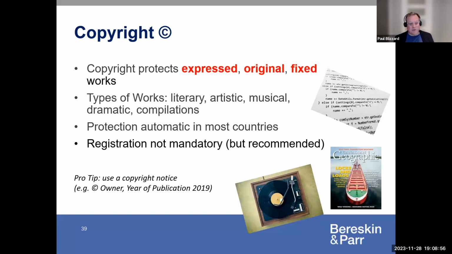Another good way to cover your bases is to add a copyright notice. For example, if you're creating a website, in the footer of the website, add the copyright sign, the name of the owner, and the year of publication. That's one easy way to put people on notice that you consider the thing you're writing that on to be a copyright protected work.